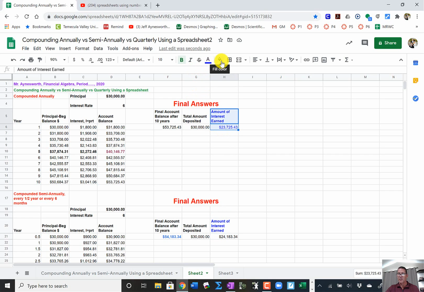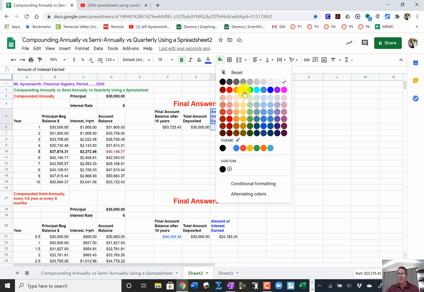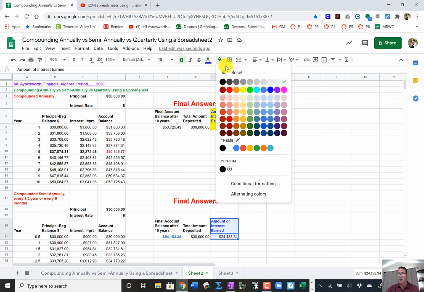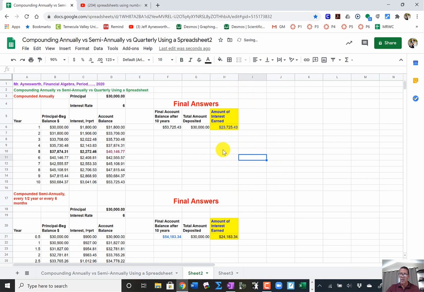Let's see if I can do this. I don't know, I've never done this. Oh, cool. Okay, so let's highlight the end results. I'm doing a little fill color. So find the fill color and just fill them in with a color. It's kind of like highlighters. Okay, so let's compare these two.